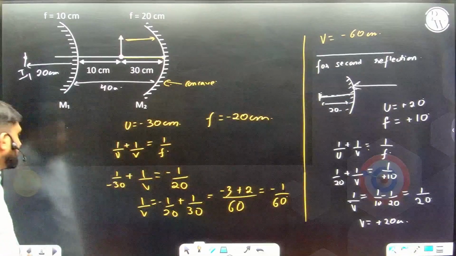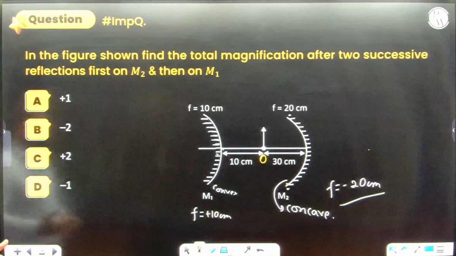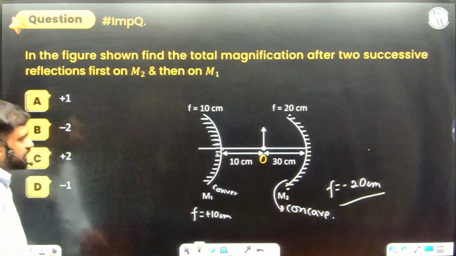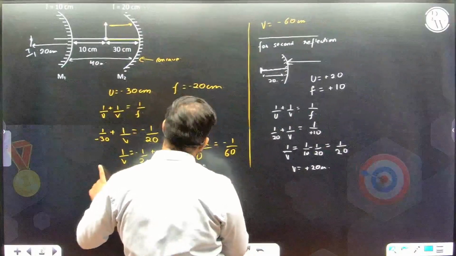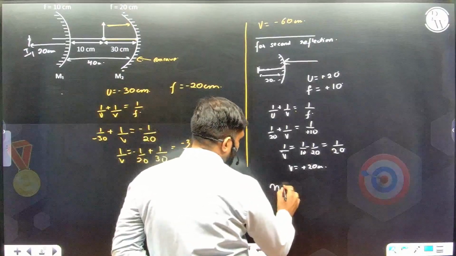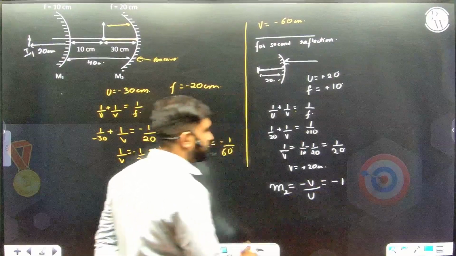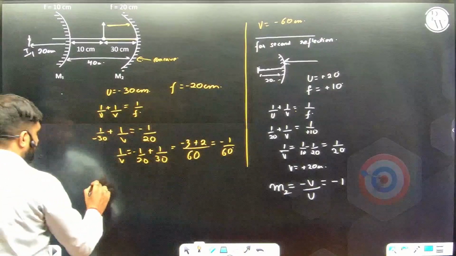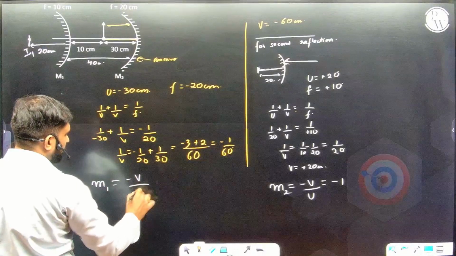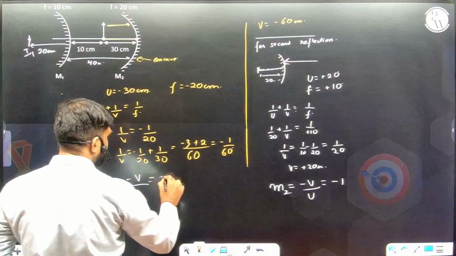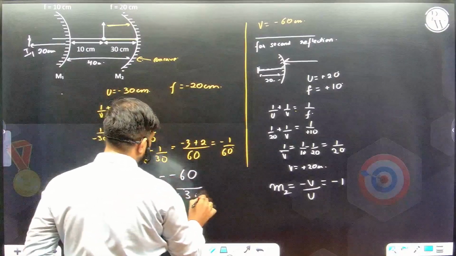If I check the problem, they are asking the magnification after 2 successive reflections. So now see here. The magnification of the second reflection, you can easily see, will be minus 1. Magnification of the second reflection is minus V by U, so it is minus 1, straightforward. Magnification of the first reflection M1 will be minus V upon U, and here V was minus 60, so minus of minus 60. Object distance was minus 30, so minus 30.